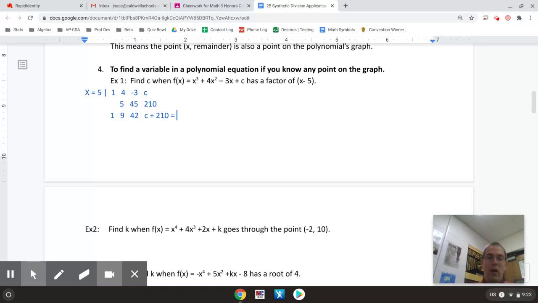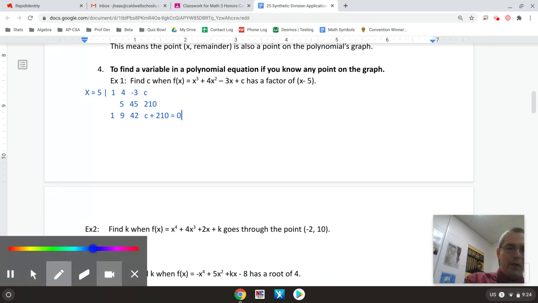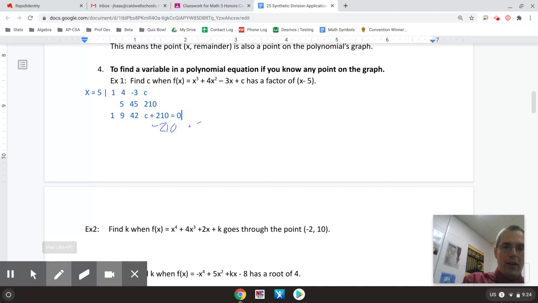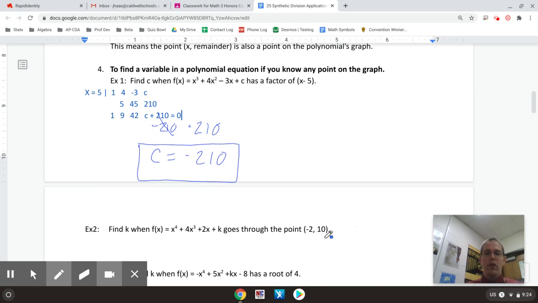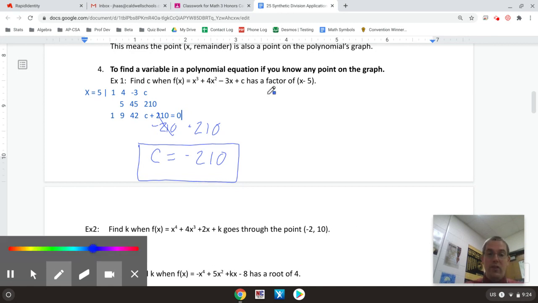Now, if you know that x minus 5 is a factor, I know that remainder must equal 0. That's one of the things we mentioned in the last video, that if something was a factor, it had to give you a remainder of 0. So at this point, I can say, well, how am I going to solve that? I'm going to subtract 210 from both sides. And after I subtract 210 from both sides, I'm going to get a final answer of c equals -210. So that is how you can solve a variable using synthetic division and some information about a factor.